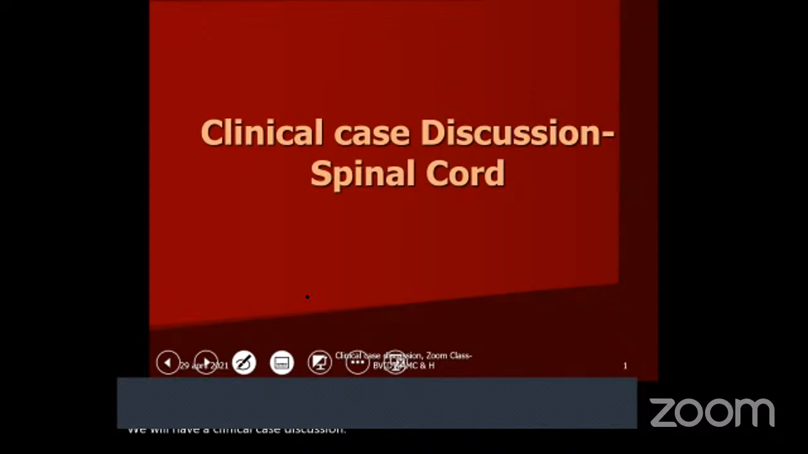Initially, we'll revise certain aspects of neuroanatomy and neurophysiology of the spinal cord for about 15 to 20 minutes. Then we'll have a case, and during the discussion you will be asked questions which you will have to answer. If you concentrate on what is being taught in the first 15 to 20 minutes, it will be much easier to answer the questions. So here we go.